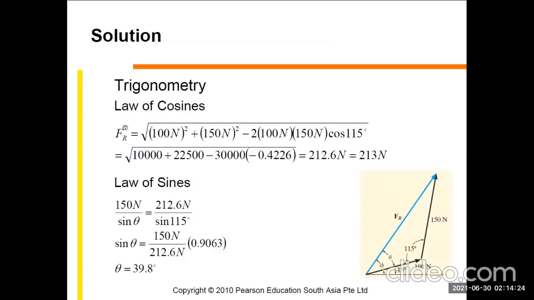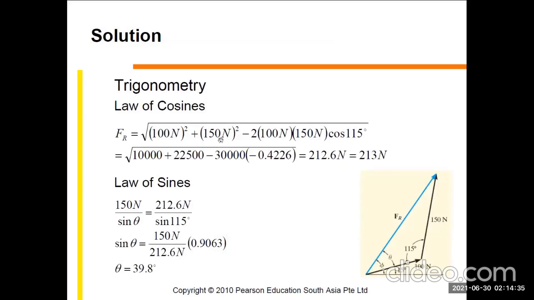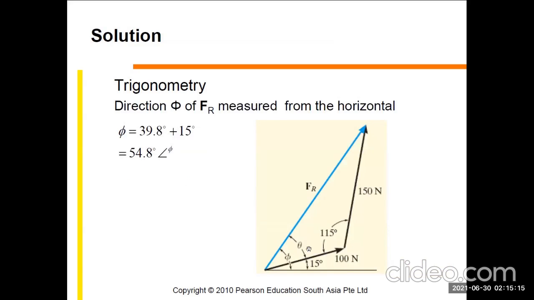First, the resultant force: this one squared plus this one squared minus 2 times this one times this one times the cosine of the angle between them. 100 squared plus 150 squared minus 2 times 100 times 150 times the cosine of the angle between them, 115. We found the value of the resultant force, 212.6. Now apply the sine law: this side is known, this side is known, and we have the 115 angle. To calculate theta, 150 over sine theta equals the resultant, 212.6, over sine 115, so theta comes out to 39.8. Then theta plus the 15 gives the value of phi, the angle of the resultant force from the x axis, which is equal to 54.8 degrees.